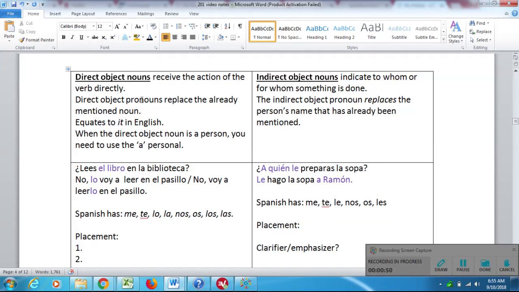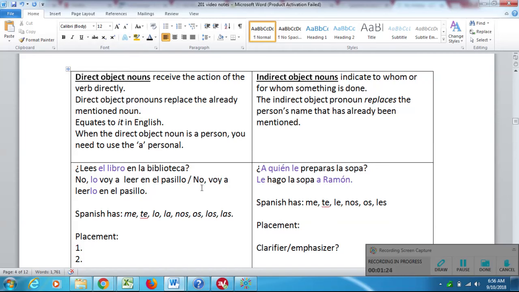Direct object nouns receive the action of the verb directly. The pronouns replace the already mentioned noun. Remember, pronouns replace a noun. Direct object pronouns work like it in English, and when the direct object noun is a person, you use the a personal.